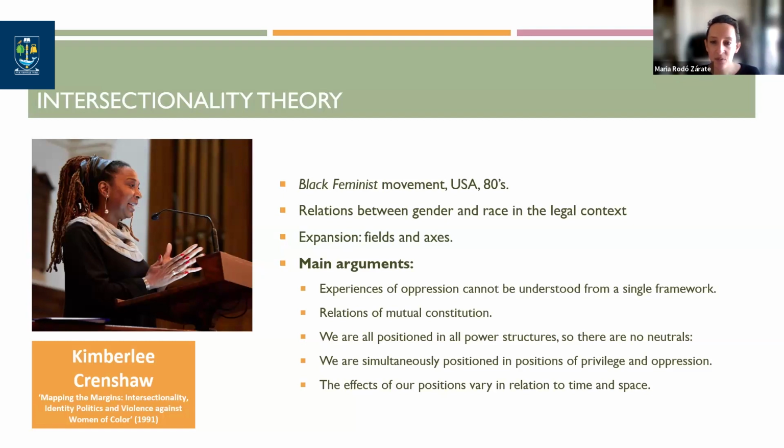Main arguments could be summarized in many different ways, but some of the most relevant issues, also in relation to the methodology, is that experiences of oppression cannot be understood from a single axis framework. Also that there are relations of mutual constitution between different axes, which means that we cannot add, for example, Black to women, but that their interrelation creates a specific configuration of inequalities. Also that we are all positioned in all power structures, and that we are all simultaneously experiencing privileges and oppressions due to our positions. And also that the effects of our positions vary in relation to time and to space.